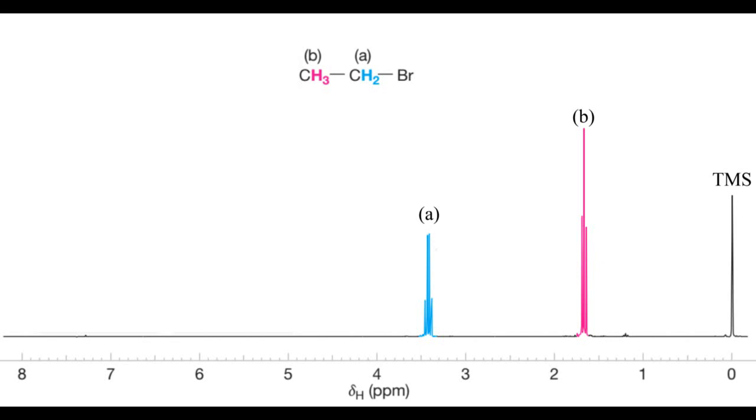Now that we understand the basics, let's look at how to analyze an HNMR pattern. Start by identifying the number of peaks. Each peak represents a unique chemical environment for protons. Then, check the chemical shift values. Higher shifts often suggest proximity to electronegative atoms, while lower shifts suggest a more shielded environment.